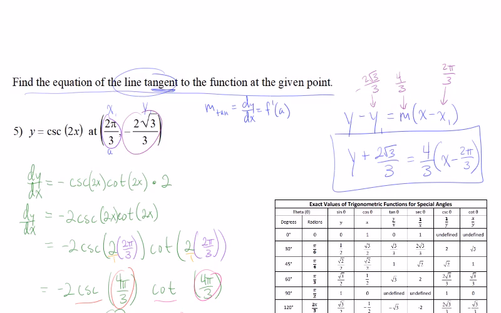So that's the slope of the tangent line. Find the derivative, plug in the x value, and that'll give you the slope at that point. Then you just plug your x1 and your y1 into point slope form.